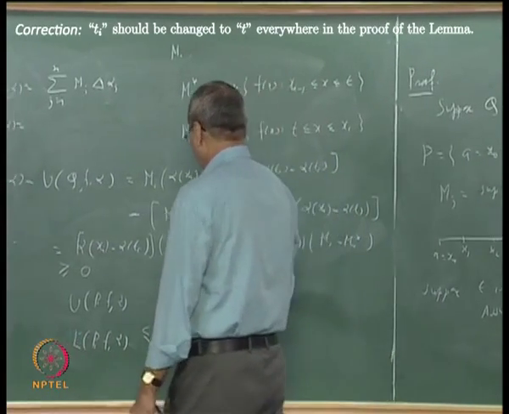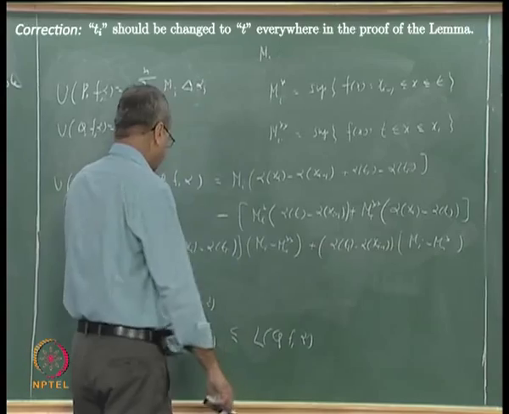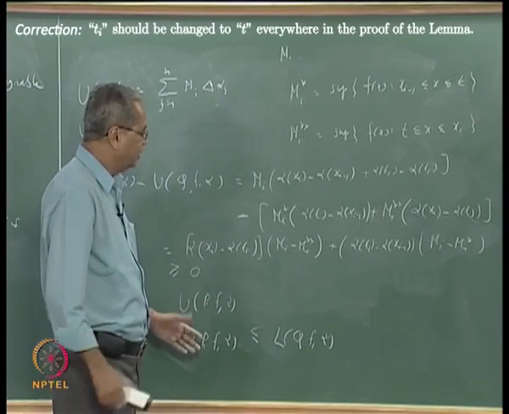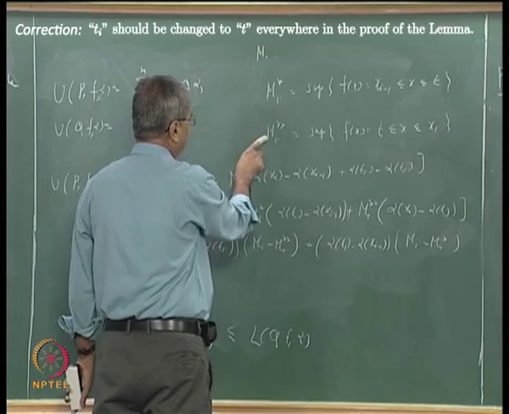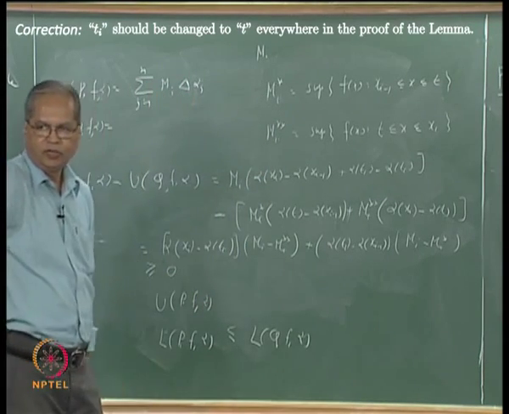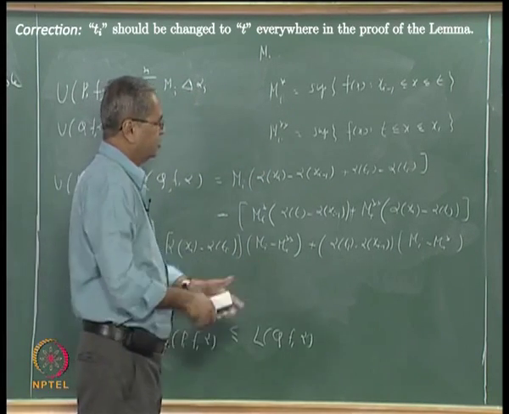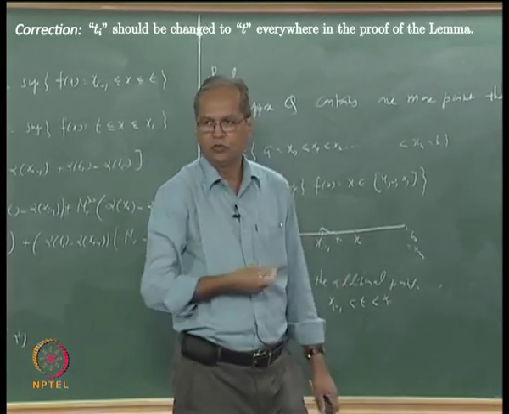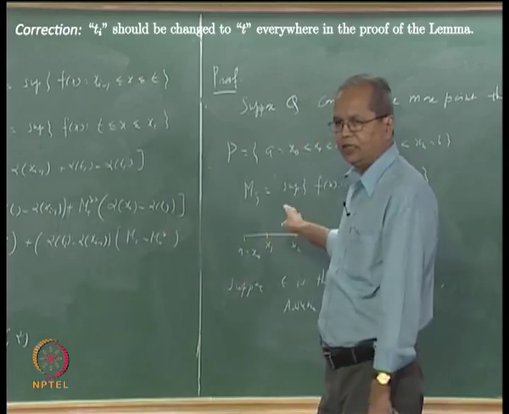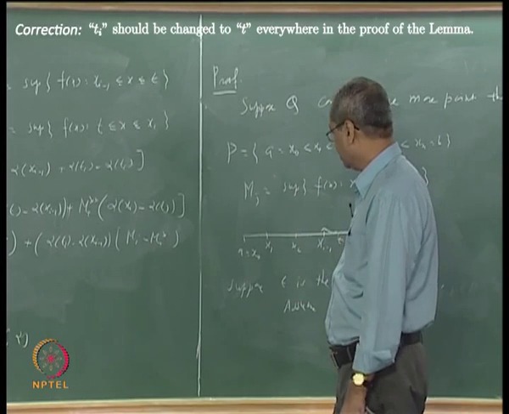In a similar way, one can show that lower sums increase, because what will be the change? Here you will take small m_i* and small m_i**. In that case, since we are taking the infimum over a smaller interval, that will be bigger than or equal to the infimum over the bigger interval. That is what we have to use.